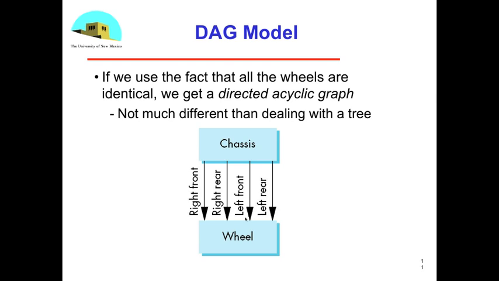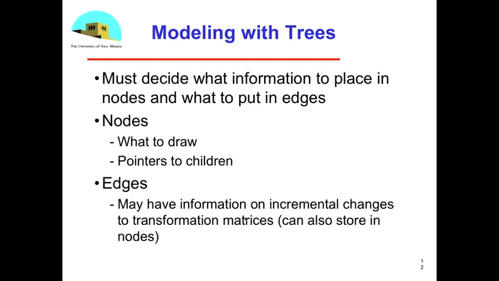Okay, now let's talk about doing some simple models. First is the point I made a few minutes ago, which is where we place information. And we can do it in a number of ways. In the node, you're going to have to say, well, where are the children? So you're going to need the equivalent of a pointer to its children. And what you want to store in a node is almost always what it is you want to draw. What's the geometry of what that node describes? And the edges now are going to have information.